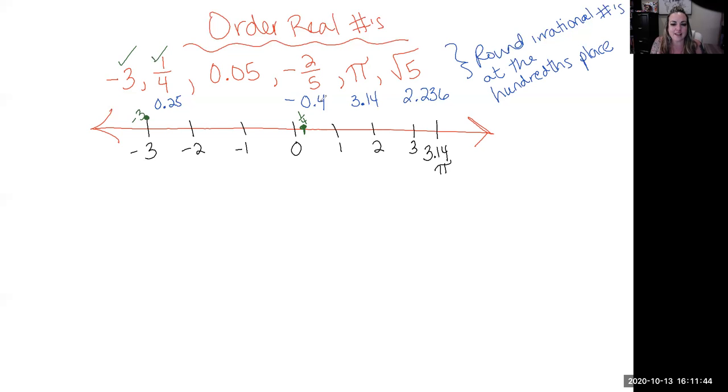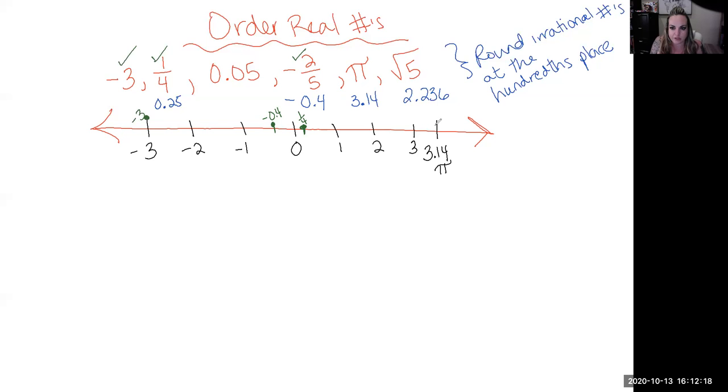Here's 4/10, but it's -4/10. 4/10 is almost 5/10, which is exactly 1/2, right? So 4/10, if this is a -1/2, 4/10 is going to be a little bit closer to 0, right? So this is -4/10 right here. Okay. We use this one.